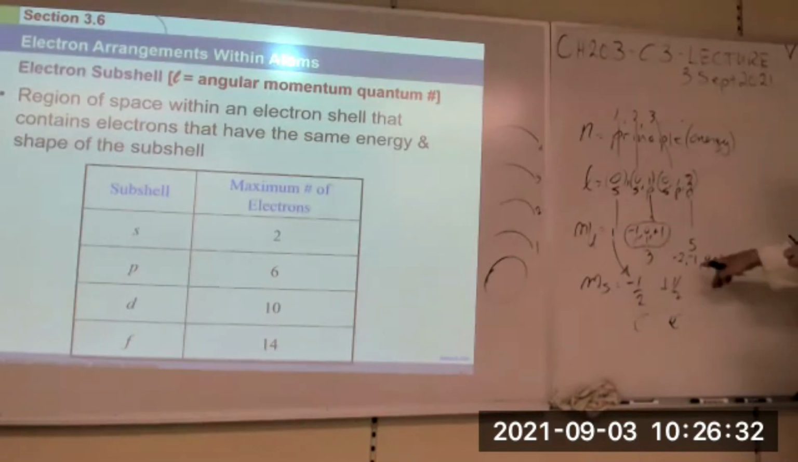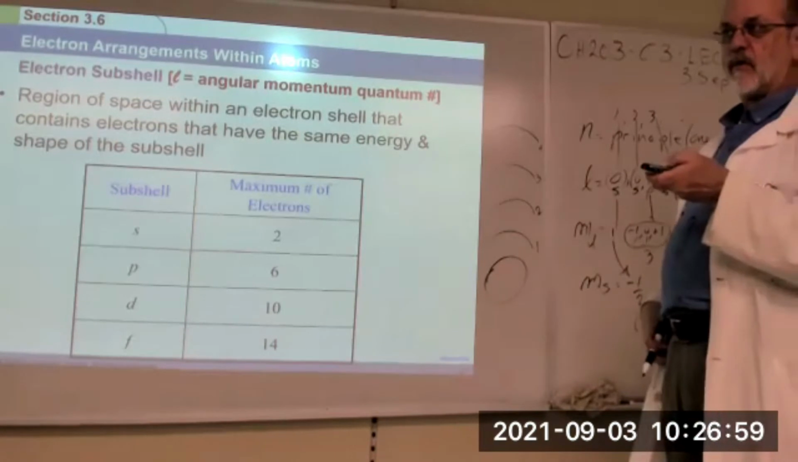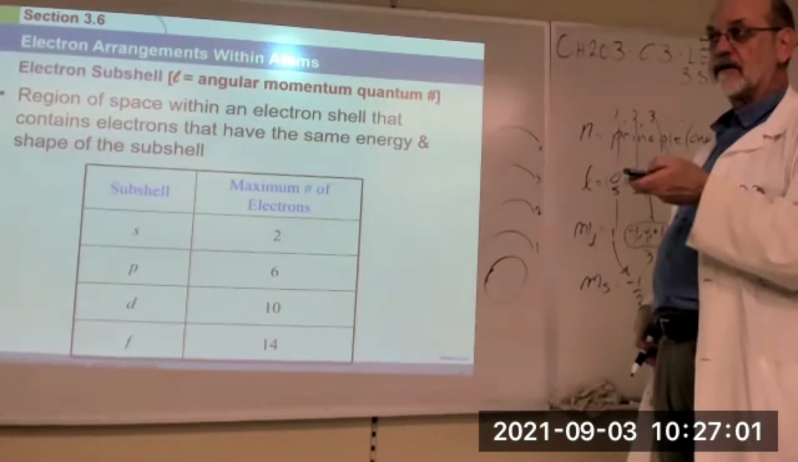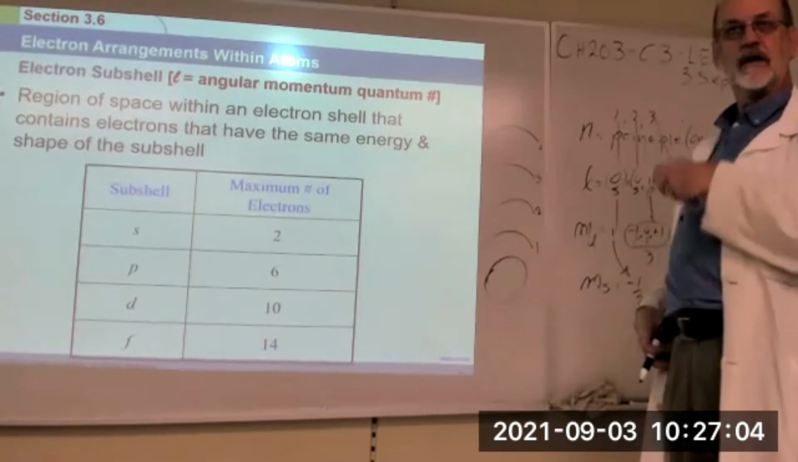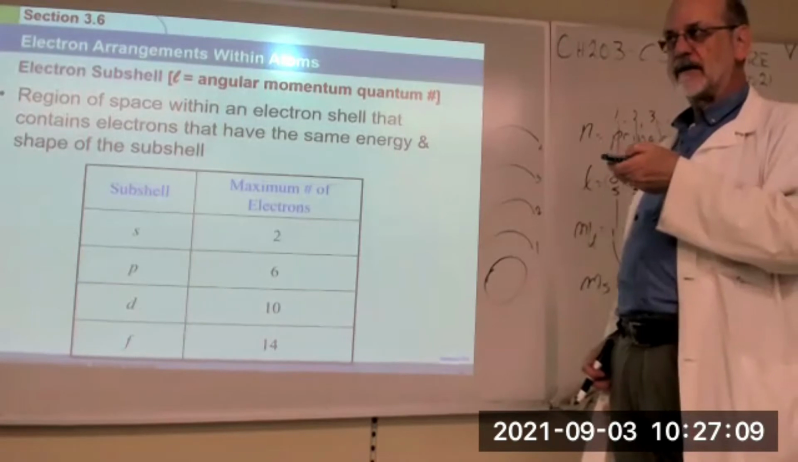Okay, so with the D's, you can have 2 each here. So 2 times 5 is 10. That's why you have 10 here. And with the F's, which would be 3, you can have -3, -2, -1, 0, +1, +2, +3. That's 7. So they can have 14 electrons because it's 2 each. That's why you have 1, 2, 3, 4, 5, 6, 7, 8, 9, 10, 11, 12, 13, 14. 14 elements there. These are all filling F orbitals from left to right.